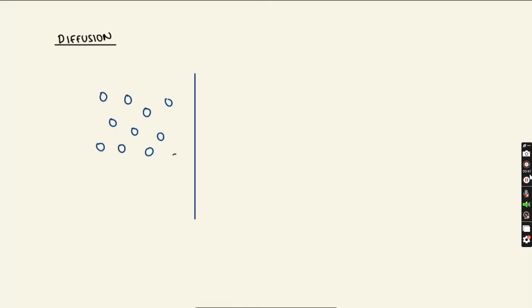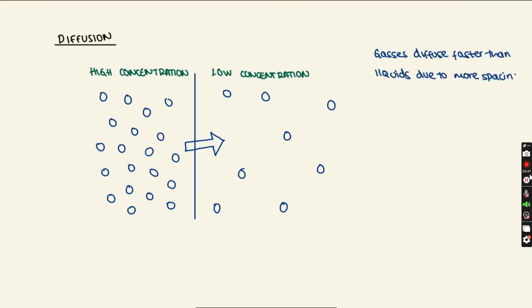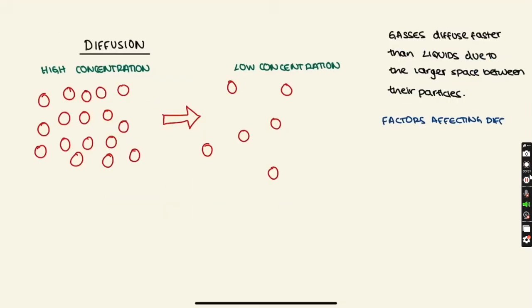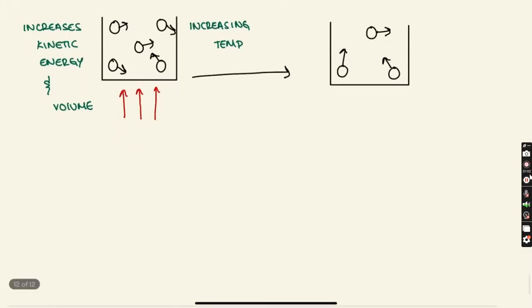Diffusion is simply when particles move from areas of higher concentration to a lower concentration, whereby gases diffuse faster than liquids due to the particle spacing. Factors that affect diffusion are temperature and mass. Increasing pressure compresses the gases, while increasing the temperature increases their kinetic energy and volume.